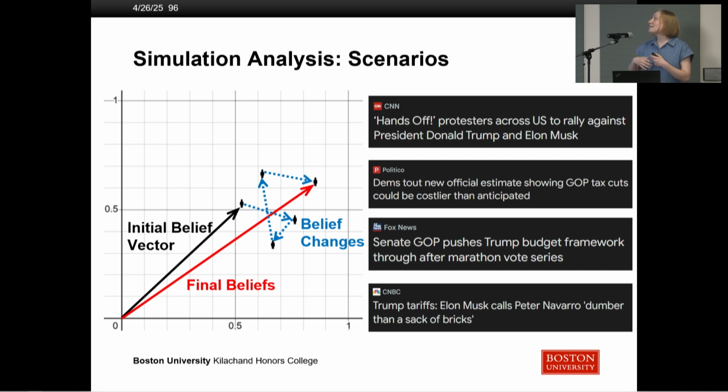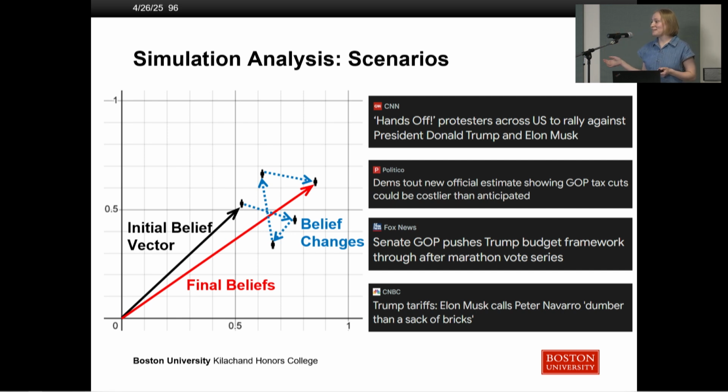But to analyze my model, I decided to formulate a bunch of scenarios, which are a sequence of messages, which are meant to reflect a certain real-world phenomenon. So in a given scenario, we have a bunch of messages, and we expose an agent with certain beliefs and certain personalities to each of these messages in order, and we record where they end up.